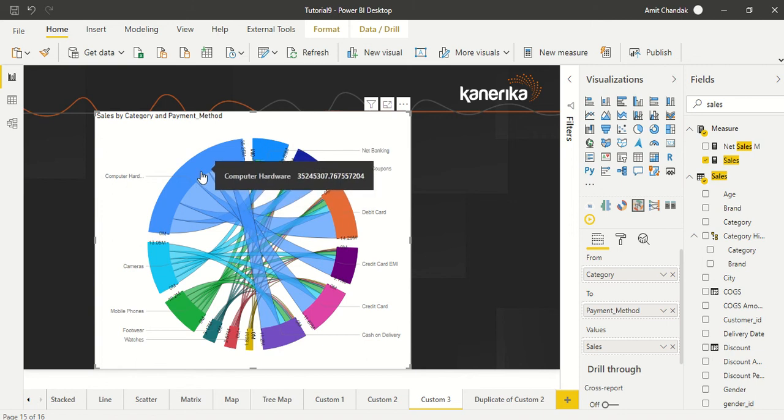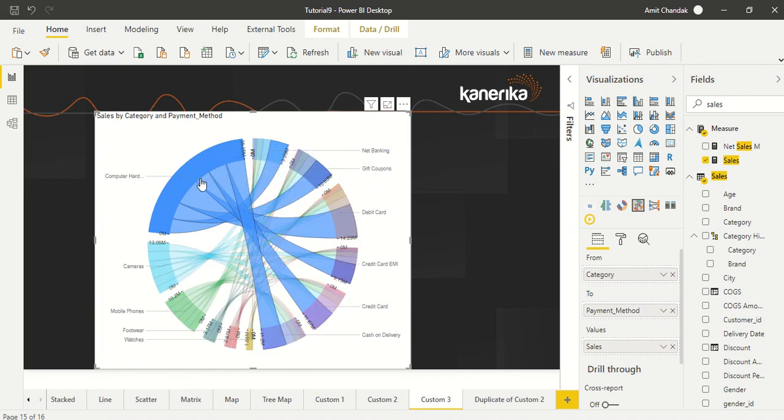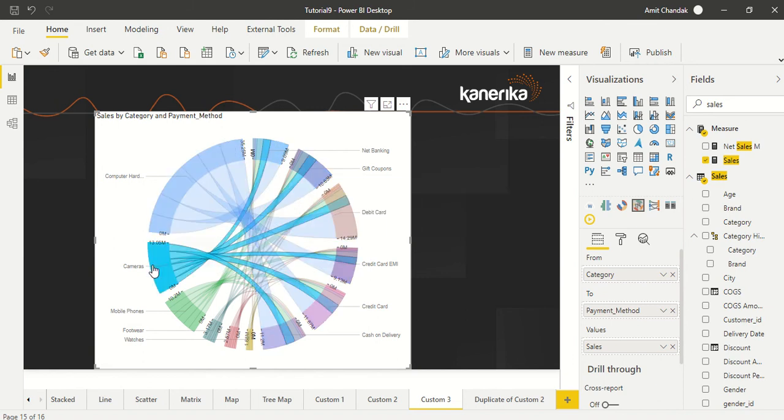If I click here, you'll be able to understand better where computer hardware is coming from. Most of it is coming from debit card. So debit card is dominating when it comes to computer hardware. What happens if I click on cameras? What is the biggest payment method? Almost everything seems similar, though credit card and cash on delivery seem a bit bigger. In the case of mobile phones we also see pretty much the same kind of thing.